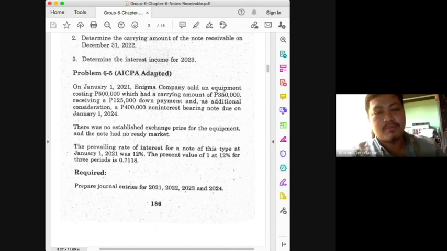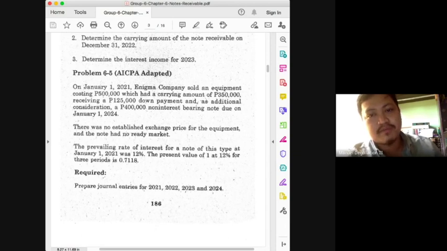Aside from crediting equipment, we will also have to compute for the unearned interest income. Where are we getting the unearned interest income, class? From the 400,000. Why are we saying there is an unearned interest income in the 400,000? Because, since the 400,000 is a non-interest bearing note, there is an assumption that it has an interest component. So what do we do to figure out the interest component?